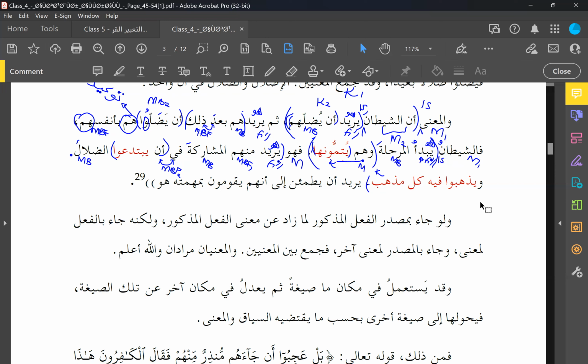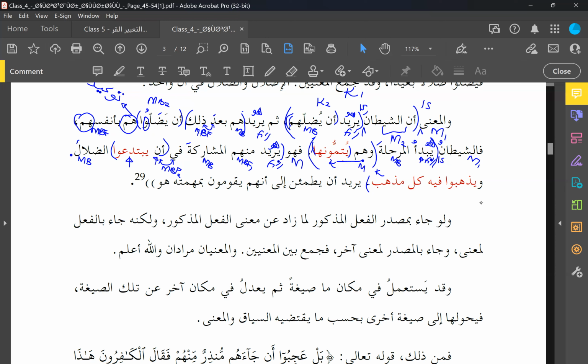يريد منهم المشاركة في أن يتبعوا الضلالة. You see يبتدعوا is a فعل that was mentioned there. So يذهب, you see why it's light. Again, it just tells you exactly where it is connected to, because there's no reason for this verb to be light. It should have been يذهبون, right? So that gives you a clue to which word it is معطوف to.